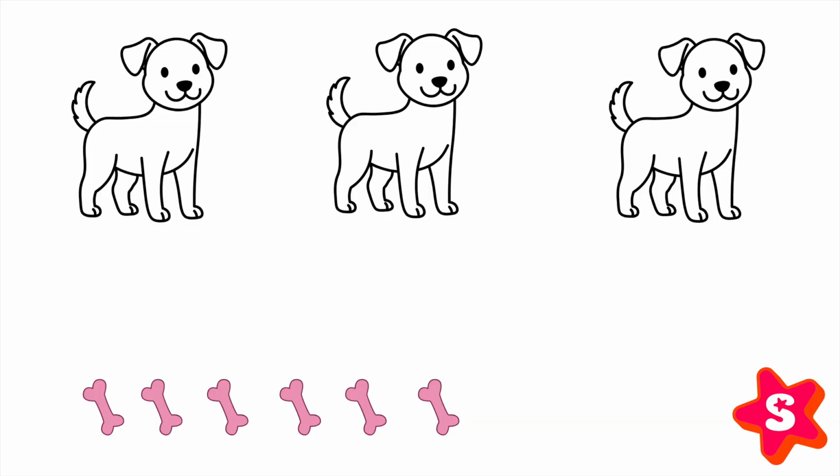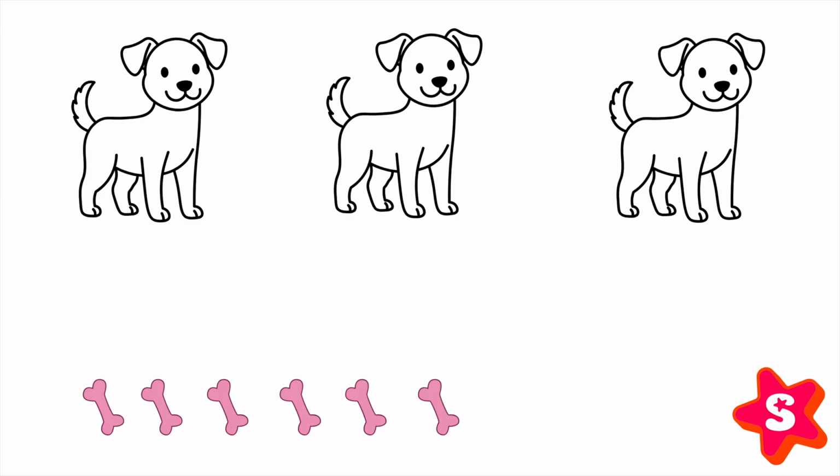Are you having fun doing that at home? Now I have a problem for you. A word problem. Word problems are really fun things in maths that we use to help us use what we know in maths to solve real life problems. Like this one. I have 6 bones and I've got 3 hungry dogs.